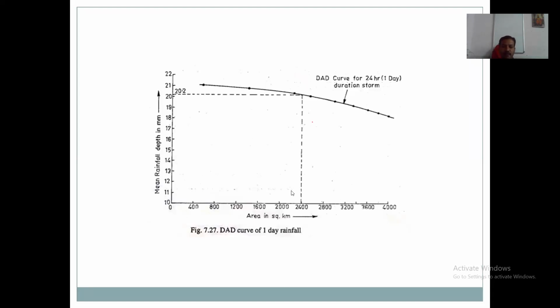So these are the different types of curves which are required for analyzing the rainfall data. We can analyze the rainfall data for a particular hour, for a particular day, or a particular year, how much the intensity of rainfall is there. From this graph we can analyze the rainfall data. Understood till here? Any difficulty in this? Please ask.